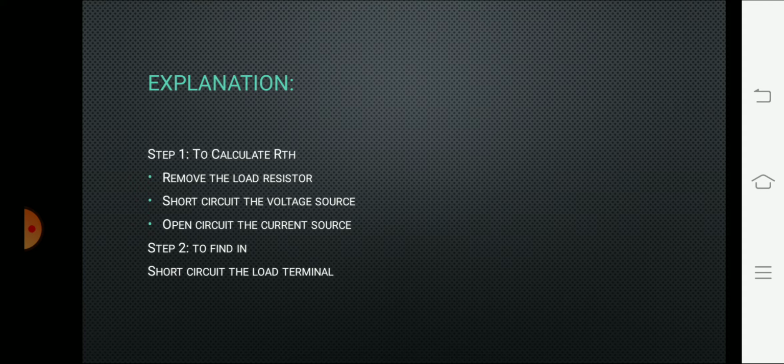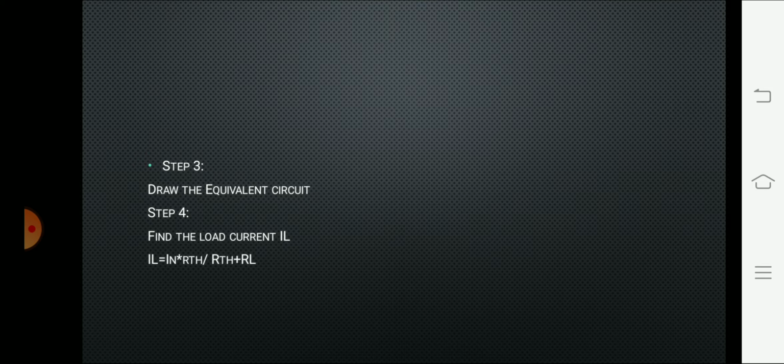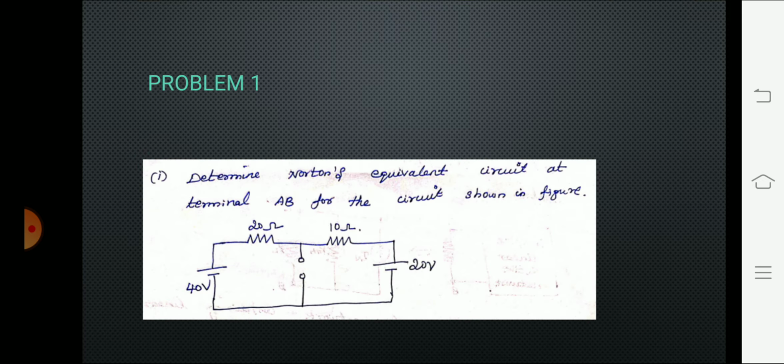Next, we see the steps to follow for Norton's theorem. First one is to calculate the RTH. The procedure to calculate the RTH is: remove the load resistance, short circuit the voltage source, and open circuit the current source. The second step is to find the Norton's current IN or short circuit current ISC. The procedure is to short circuit the load terminal. The third step, draw the equivalent circuit, and the fourth step, find the load current IL equal to IN into RTH divided by RTH plus RL.